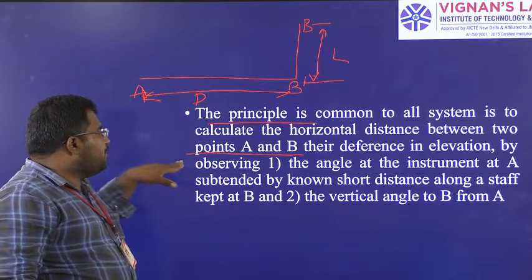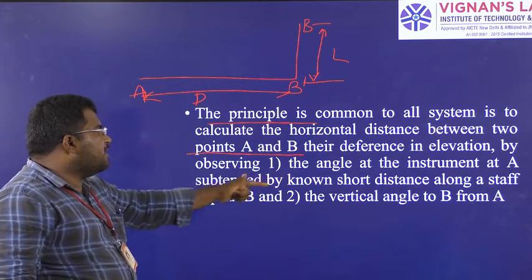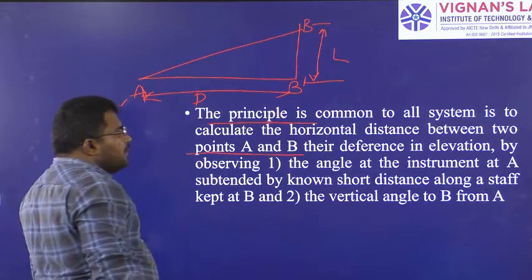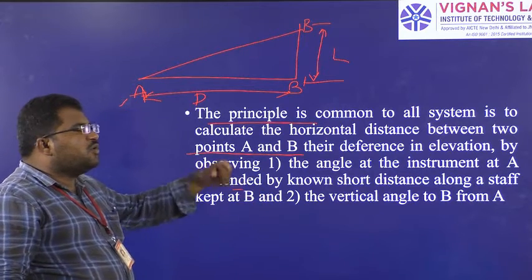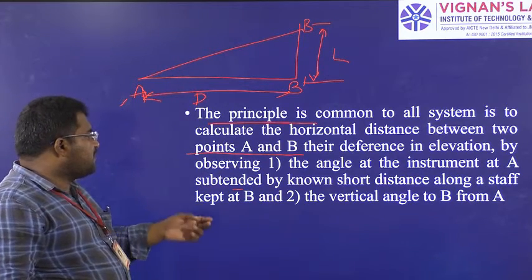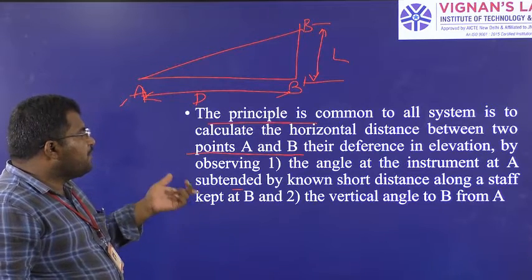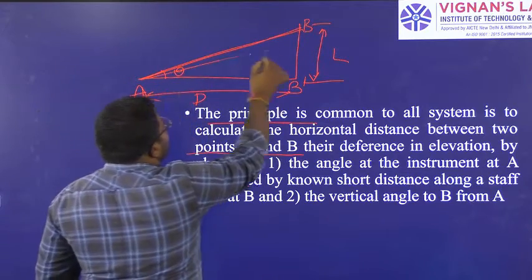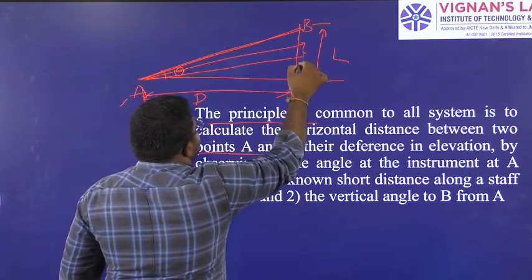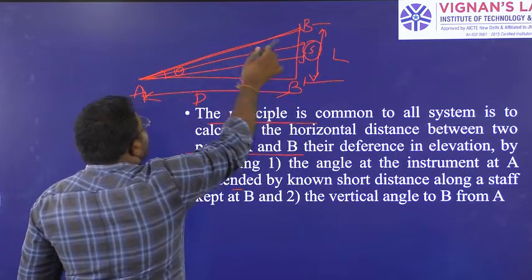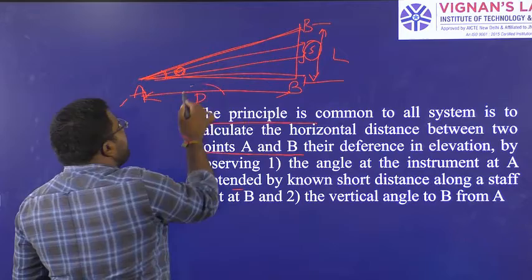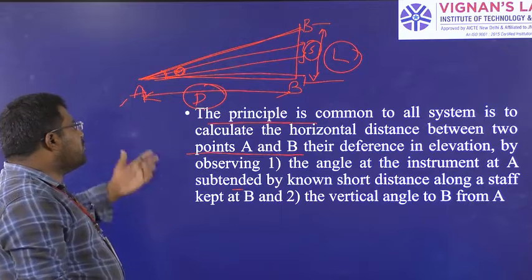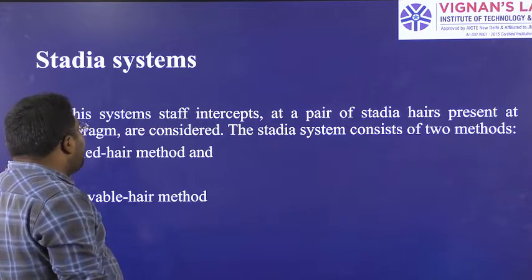By observing the angle at the instrument A, we are going to find out the angle subtended at instrument A by a known short distance along a staff, and the vertical angle to B from A. We are going to see the vertical angle theta, and with the fixed stadia diaphragm we are going to see the staff intercept S. By using these two values we are going to calculate the horizontal distance as well as the vertical height, or we can call it elevation. This is the principle behind tacheometry.